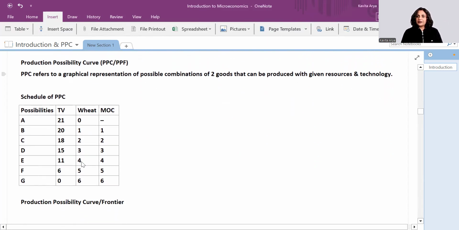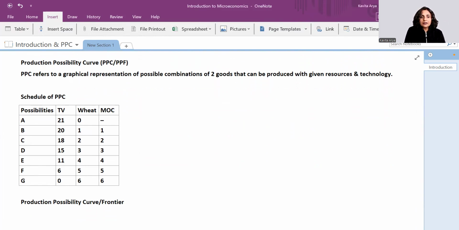The most important topic of this chapter is the production possibility curve. Curve means the graphical presentation. What is it to show? The production possibilities. And when I say production possibility, how does the production happen? It happens with the help of resources and technology. And whenever we're talking about this type of production, rationality is the most important assumption, meaning optimum utilization, no wastage of resources.